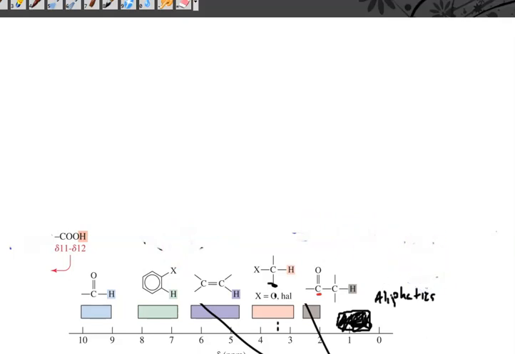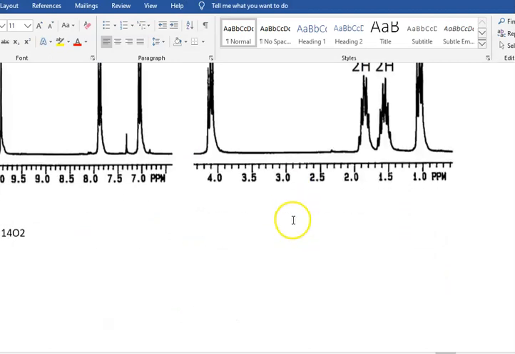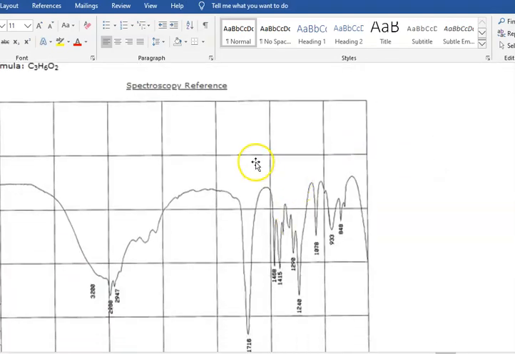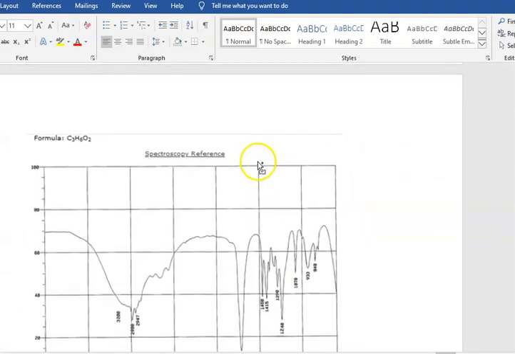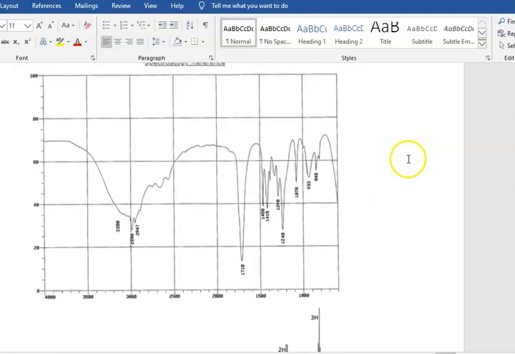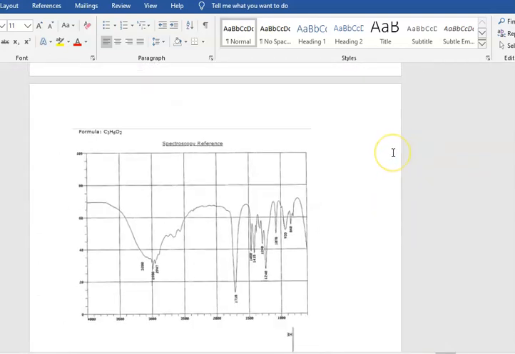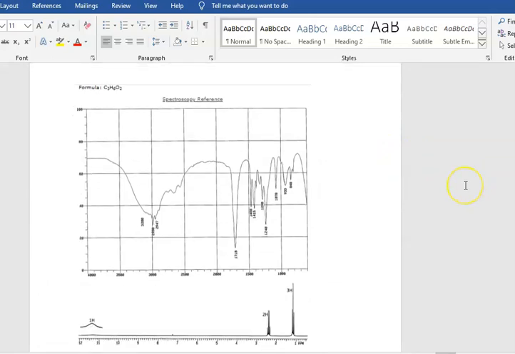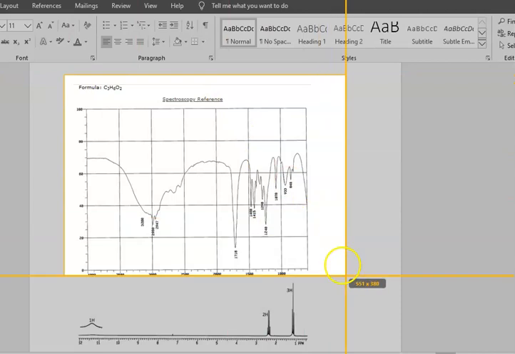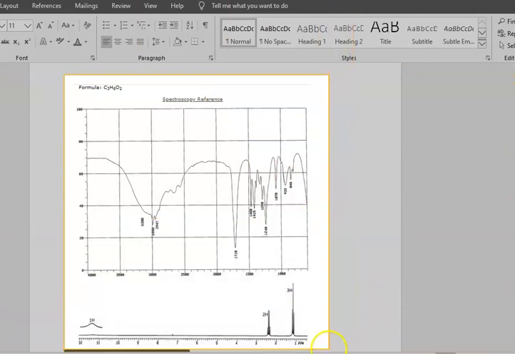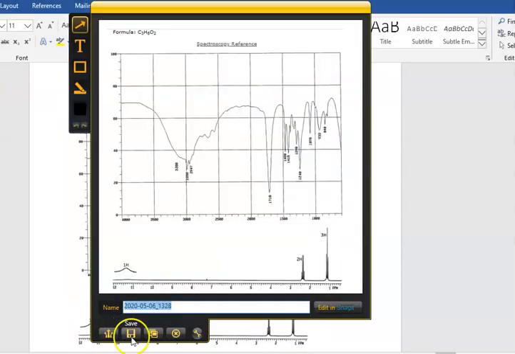Okay, let's get this all out of here. All right, let's go to some more. Let me make this one. Okay, this one. This has an IR and an NMR and a formula. That should make it really easy. I think there's this one and one more after this.